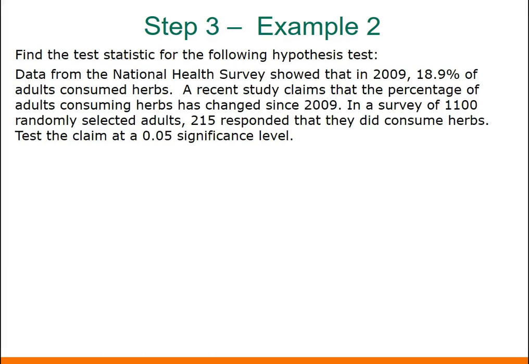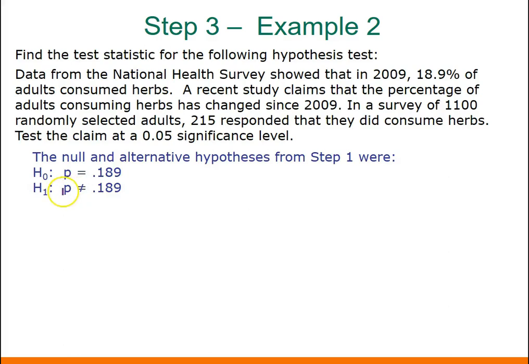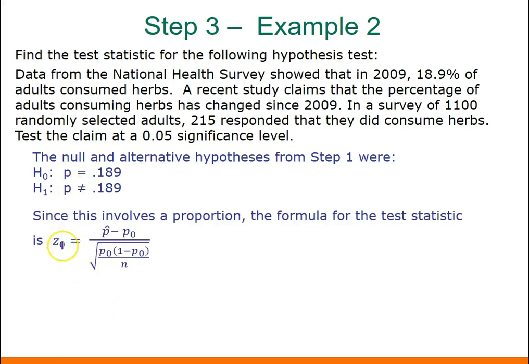Here's another example. This was from the problem about the herbs. Here was the null and alternative hypotheses. These both involved p, which is a proportion. So that means the test statistic formula we're using is this one. And you can kind of tell a lot of times in these ones whether the formula matches what you had up here. So if we had p in our hypotheses, then our formula should have p's in it.